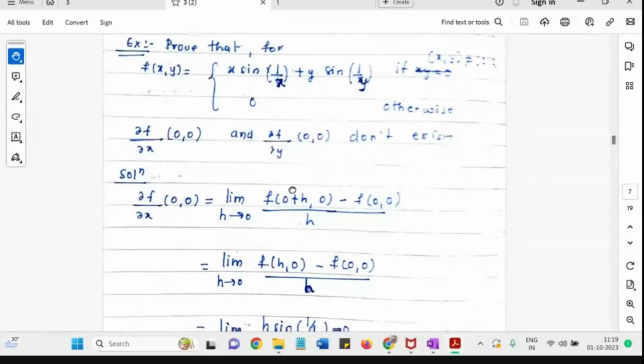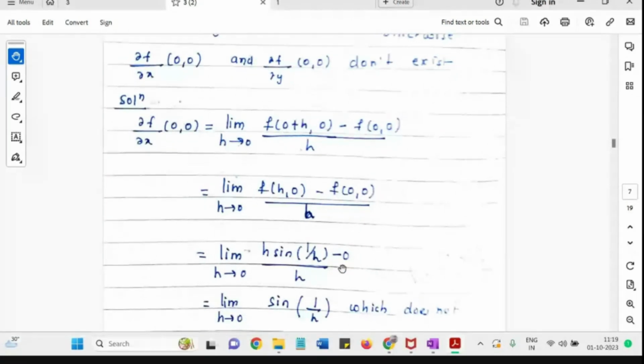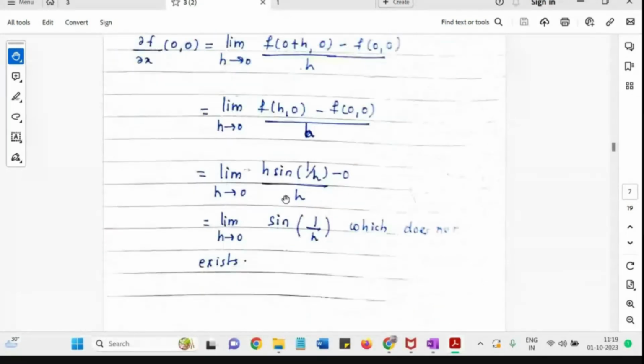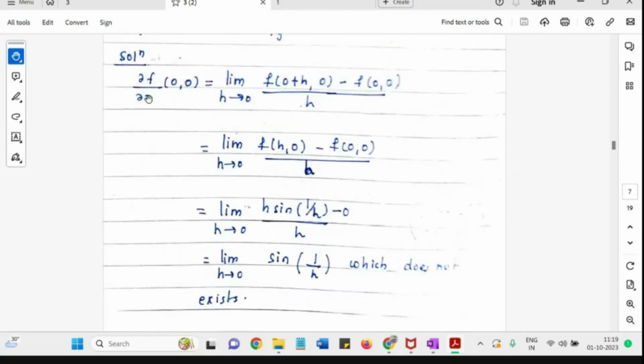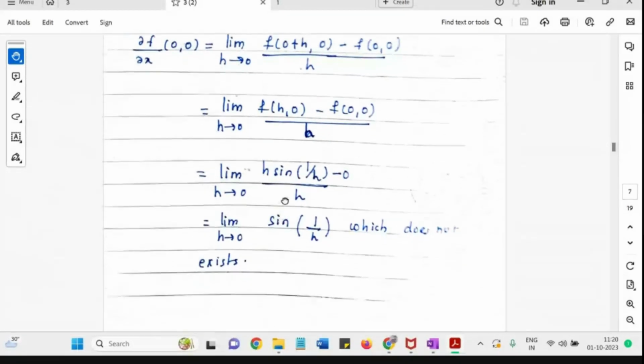So I can simply take this value as h into sine 1 by h minus 0, divided by h. And now on cancelling h, I come across the limit of sine 1 by h when h goes to 0. In the beginning of my session, I had mentioned that this limit does not exist. Now, in a similar way, you can argue for dou f by dou y. If you take dou f by dou y at 0 comma 0, it will be 0 comma k, and you will be able to see dou f by dou y does not exist at 0 comma 0.